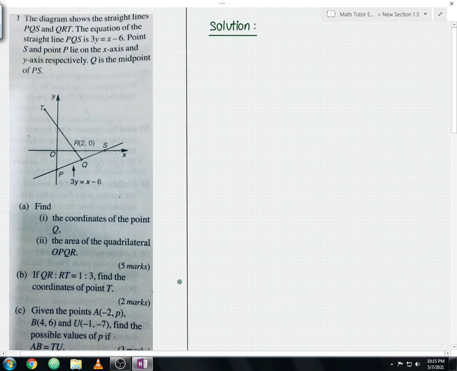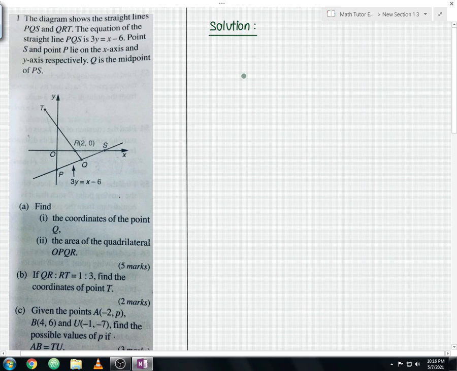Okay, so continue to read the question. For the question part C, given the points A with the coordinates (-2, p), B with the coordinates (4, 6) and U with the coordinates (-1, -7), find the possible values of p if AB equals TU. Okay, so this is the overall question.